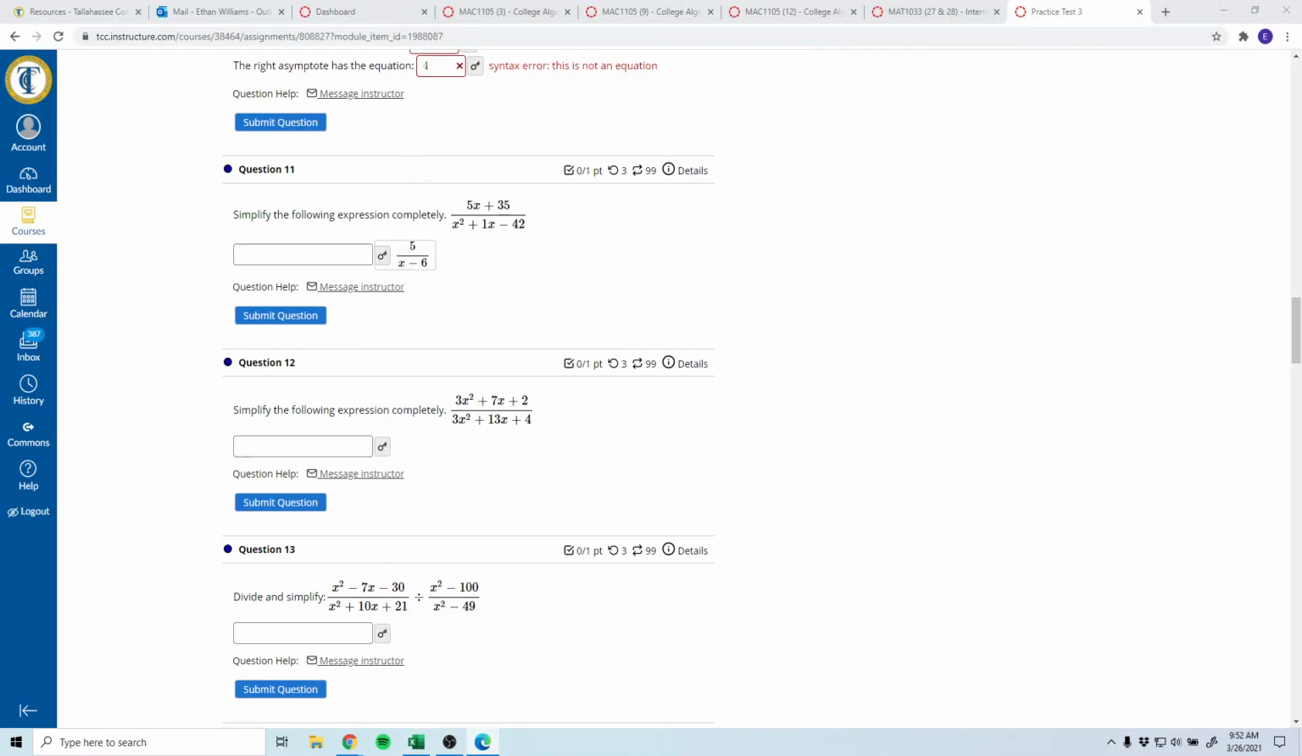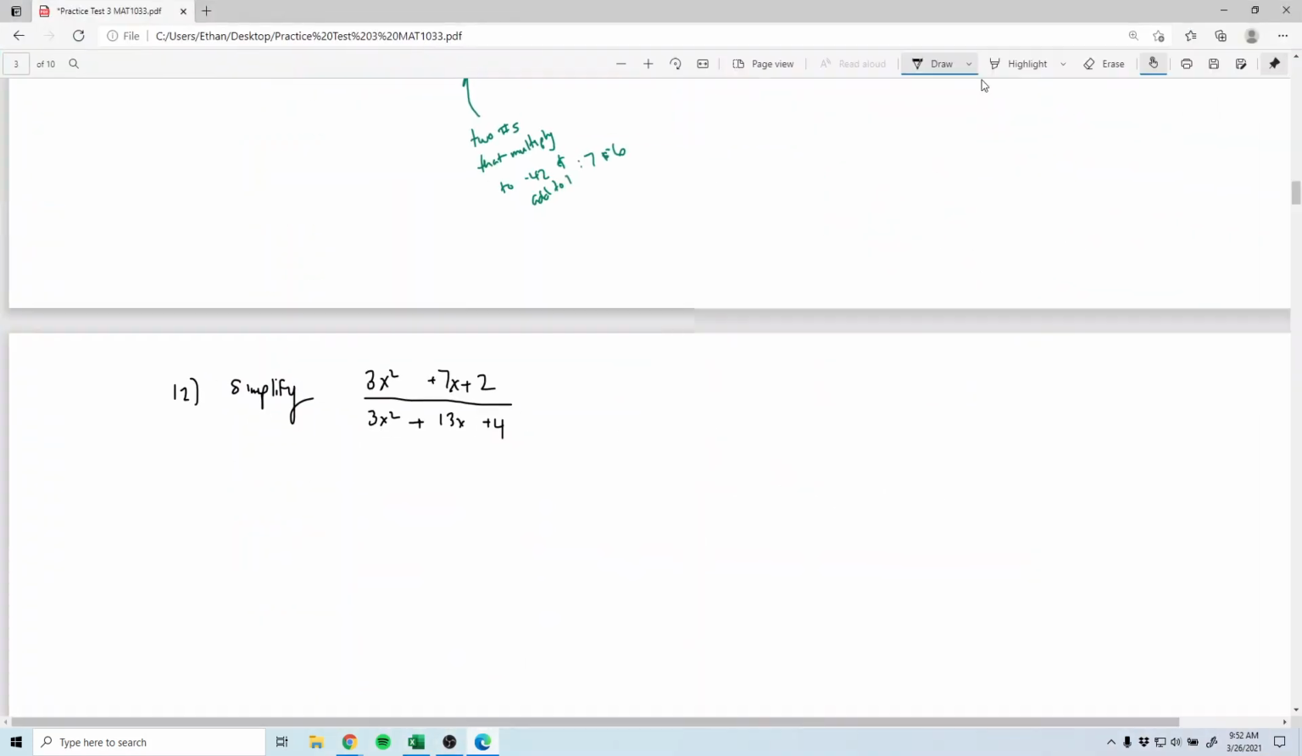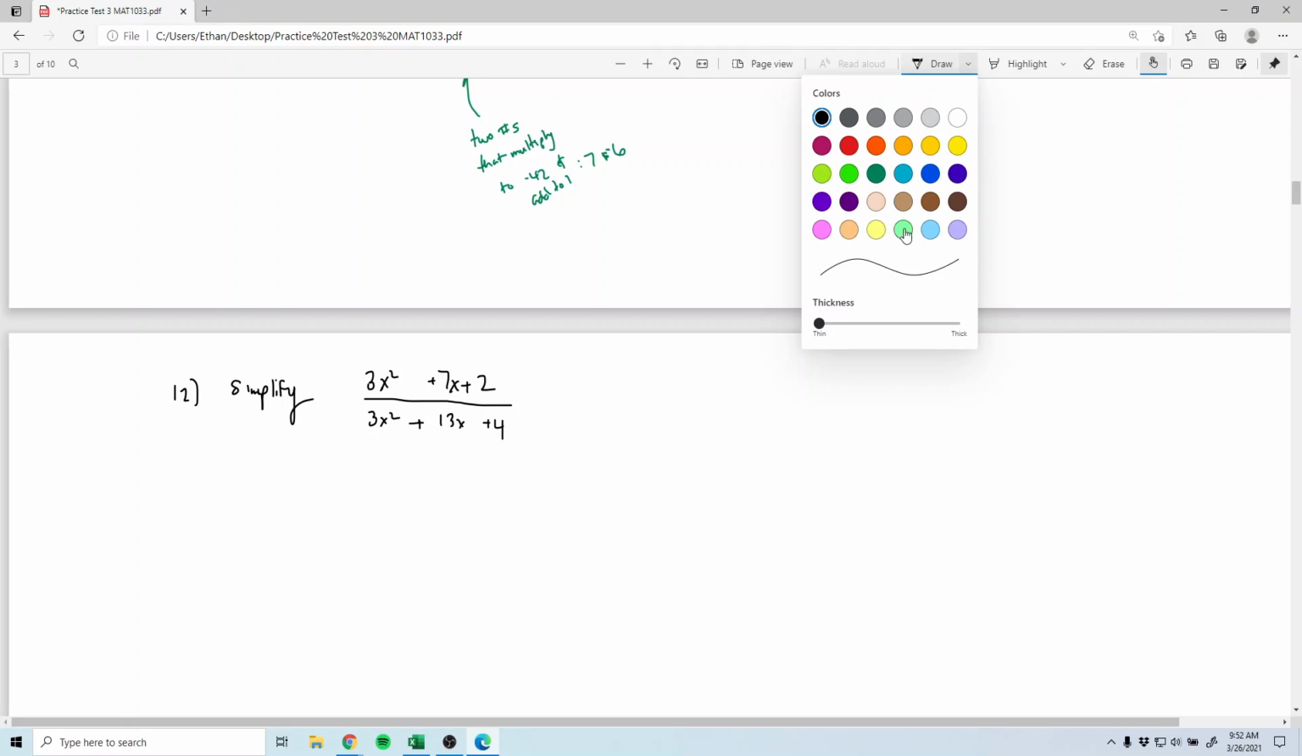Right. Number 12, same directions, but because both parts are squared on the top and bottom, it'd probably be a little more work to do. But the idea is going to be the same. We got 3x squared plus 7x plus 2 over 3x squared plus 13x plus 4. And we want to factor the top and the bottom and cancel out anything that does cancel.